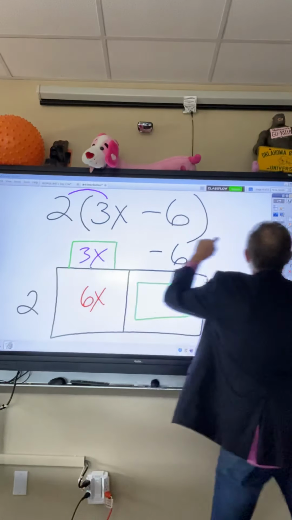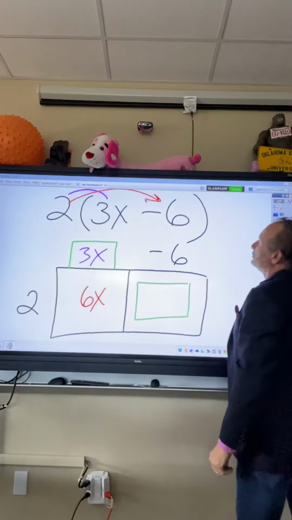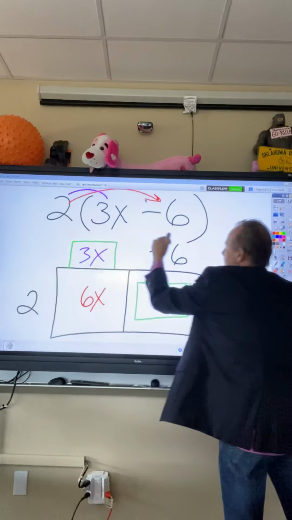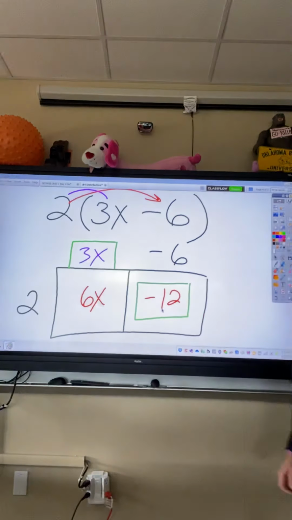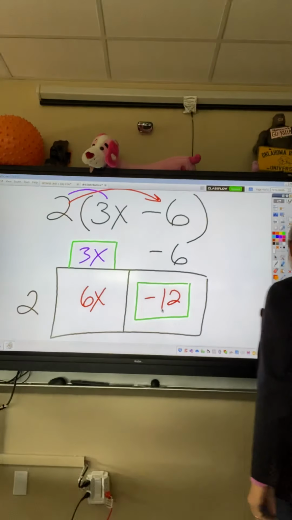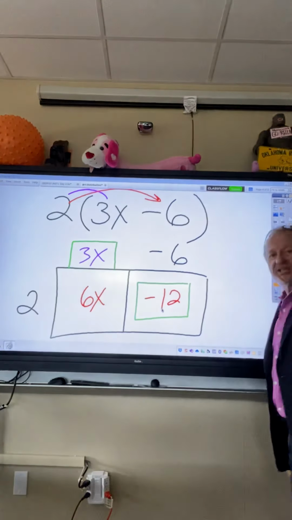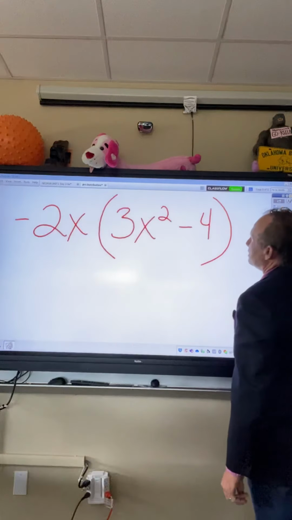Now, if you look here, I'm going to do my second rainbow. 2 times negative 6 is negative 12. Remember, positive times a negative equals a negative. Right on, brothers and sisters. Right on. We're just preaching the gospel of math today, and man, I love it. Let's move on, shall we?